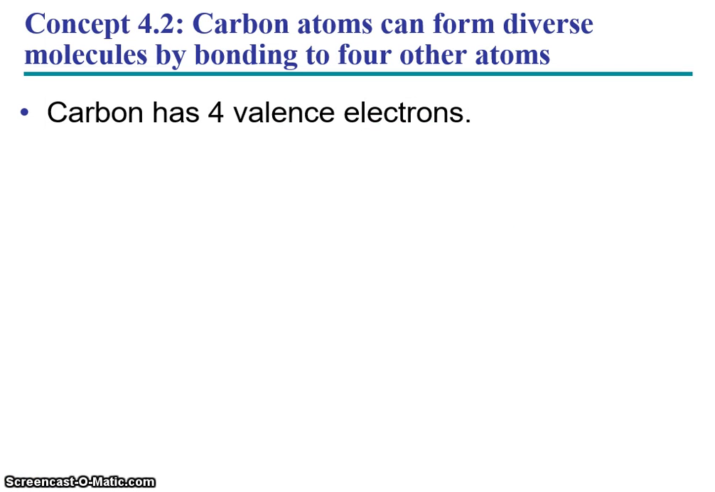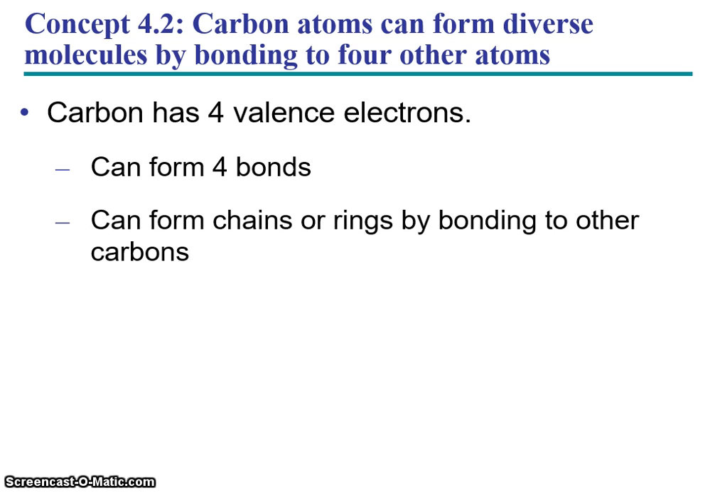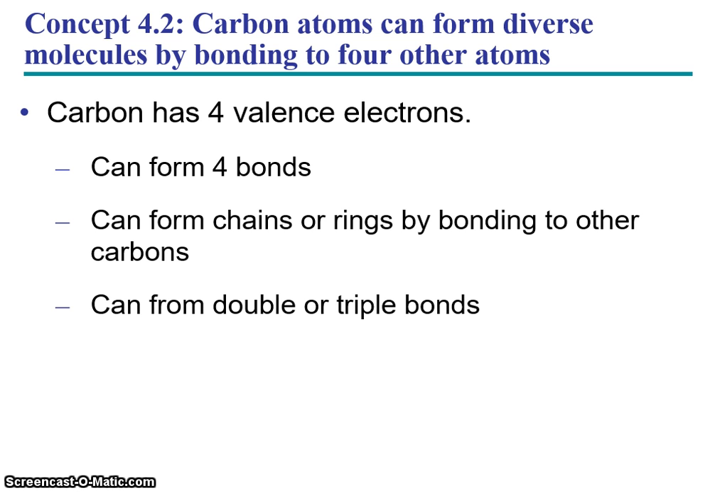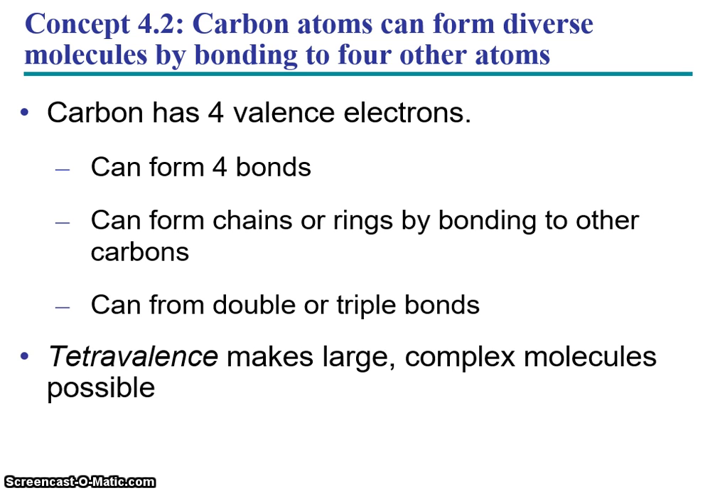So those 4 valence electrons, again, mean that carbon can form 4 bonds. Additionally, these bonds can cause the molecules to have chains or rings, and these bonds can also be either double or triple bonds. This tetravalence, these 4 valence electrons, makes carbon able to have huge, complex molecules.